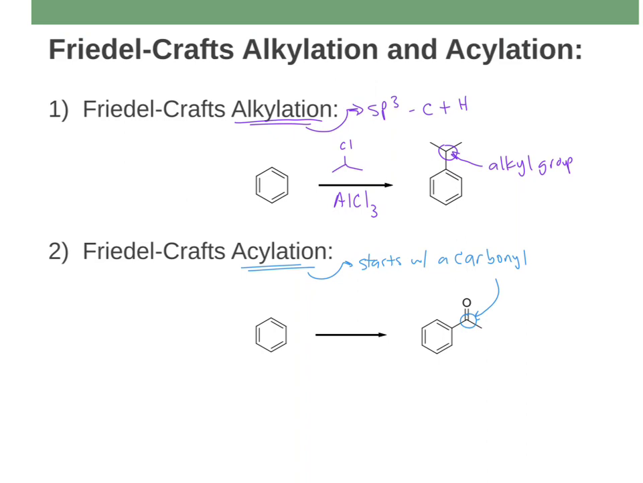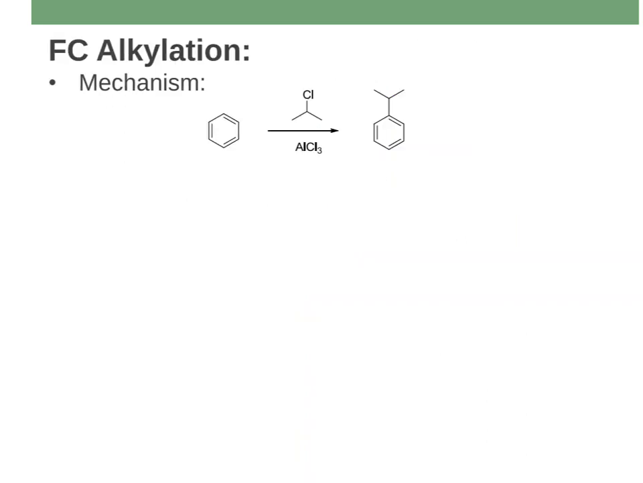So I'm going to show you the mechanisms, and then I'm going to talk about some problems that the Friedel-Crafts alkylation has, and then some of the nice things that Friedel-Crafts acylation can do, how it doesn't have those same sorts of problems. So let's take a look at the mechanism first for our alkylation. I'm going to redraw this so I can put these together over here. So I'm going to have my isopropyl chloride, my 2-chloropropane, and I have my aluminum catalyst.